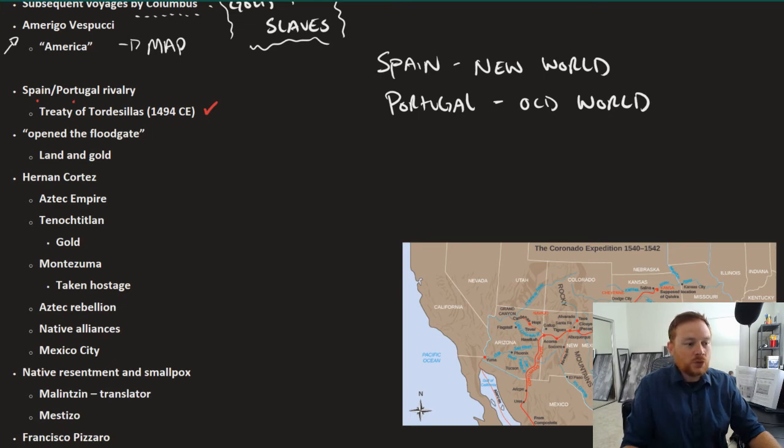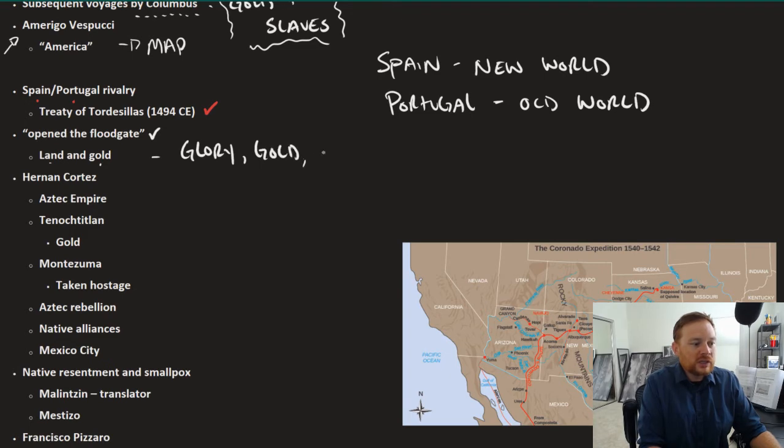And so with no worry about Portuguese interference, essentially the floodgates opened and Spanish conquistadors poured into the Americas, poured into the New World, looking for land and gold. A saying that went along with Spanish conquest of the New World was glory, gold, and God, right? The three G's really pushed Spanish exploration, or Spanish conquest, I should say.